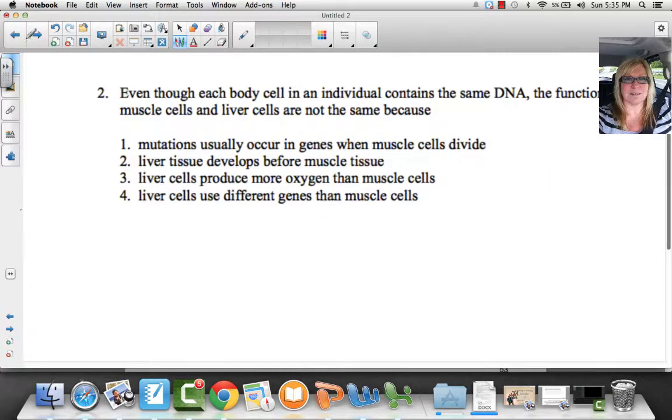Next question. Even though each body cell in an individual contains the same DNA, the functions of muscle cells and liver cells are not the same because 1. Mutations usually occur in genes when muscle cells divide. Lord, I hope not. Liver tissue develops before muscle tissue. We don't know that. Liver cells produce more oxygen than muscle cells. That has nothing to do with what we're talking about. Liver cells use different genes than muscle cells. There we go. That's the one we're looking for.